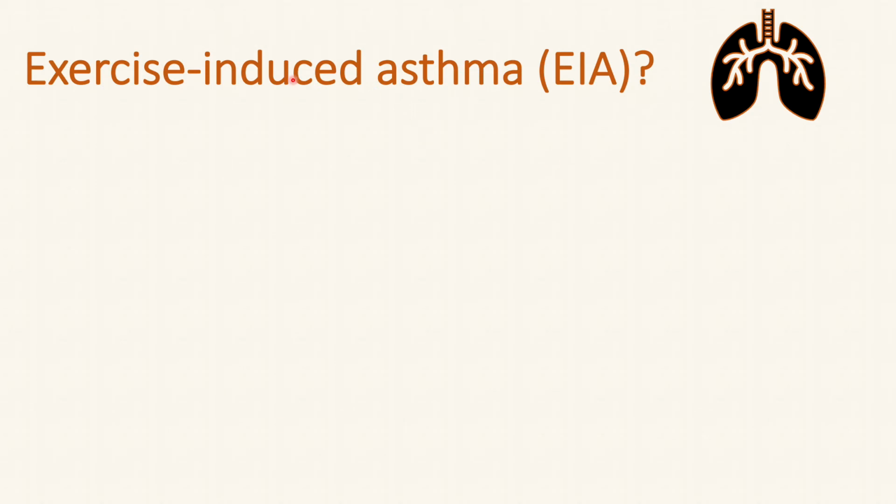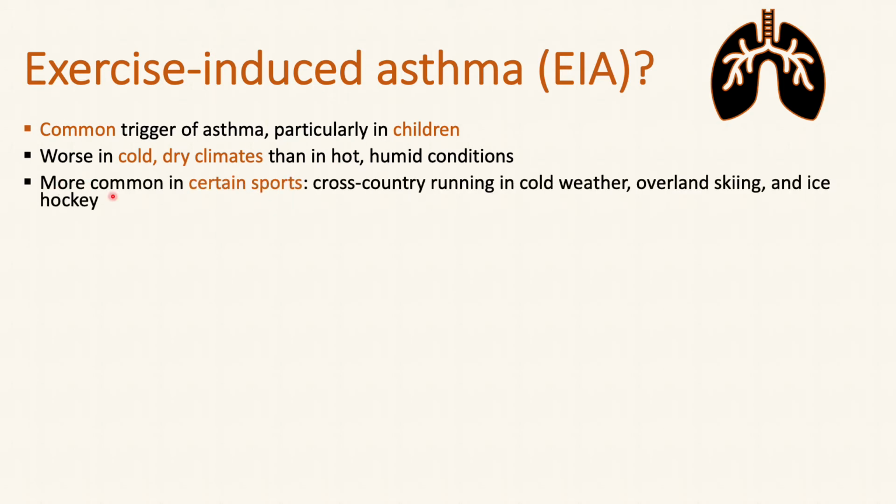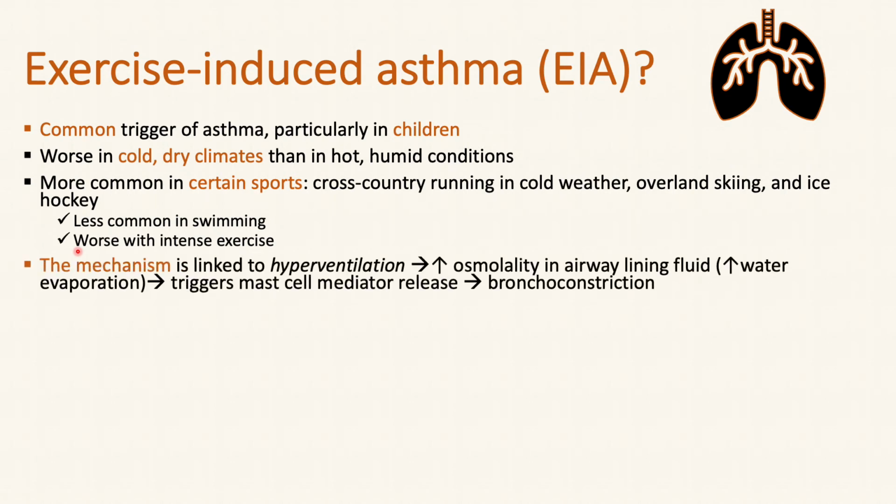Also, you need to be aware of exercise-induced asthma, EIA. That's a really important variant of asthma. It's actually a very common trigger of asthma, especially in children. It's usually worse in cold, dry climate than in hot, humid climate. And it's also more common with certain sports. Most of these are associated with cold weather, like cross-country running, overland skiing, and ice hockey, and less common in other sports like swimming. It's also worse with intense exercise. So the more intense the exercise is, the more likely you are to get severe symptoms.